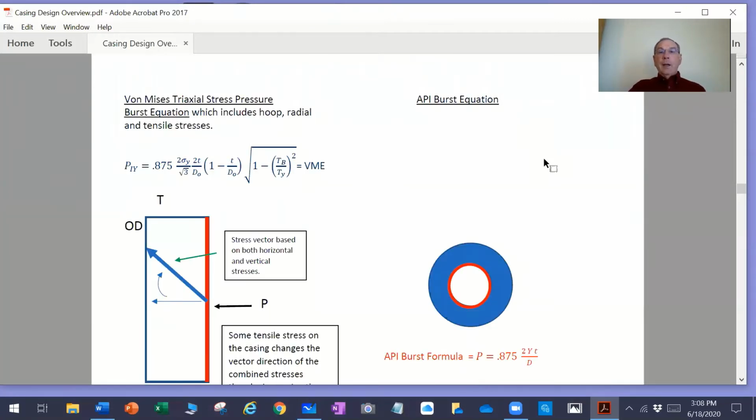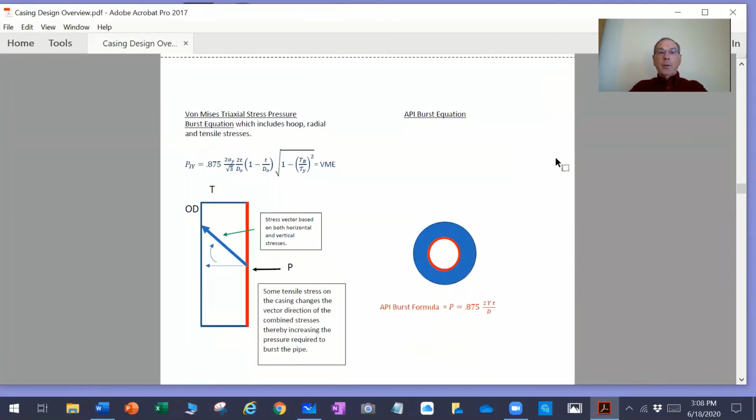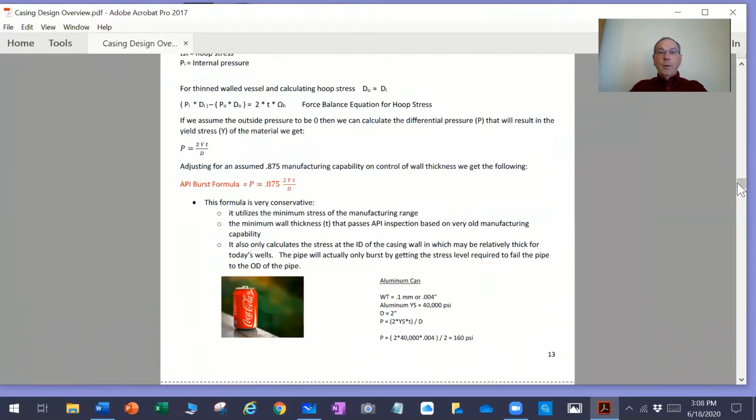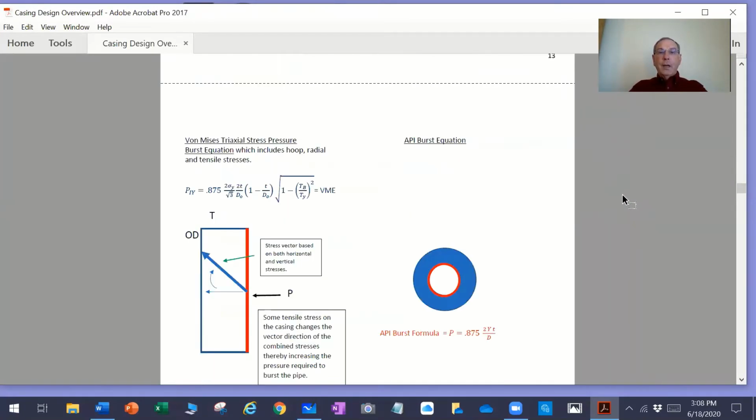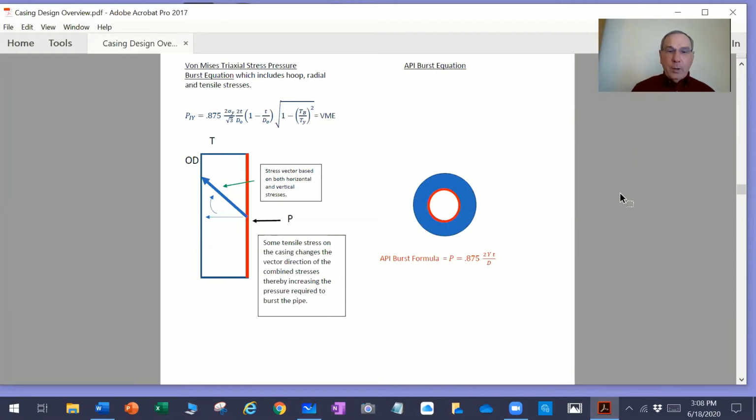And then we can take that relationship and expand on it if we would like to. We don't normally do this for all practical purposes in our world, but we can do this. And I'm not going to go through the mathematics of it, but the von Mises triaxial stress pressure equation is listed here for your information, and I'm not even going to attempt to derive it for you, but it takes 3 stresses involved.